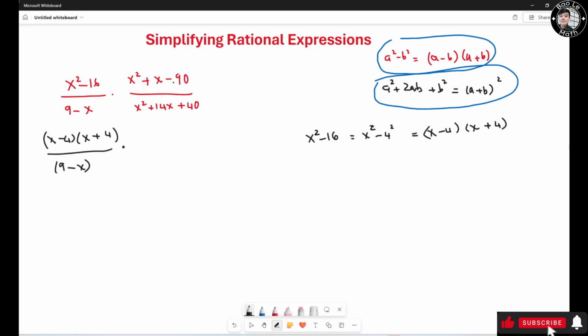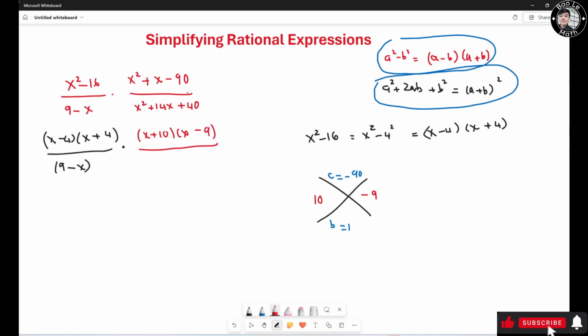Now the second one right here, I can use the AC method to factor the numerator and denominator, right? So for the numerator, I put c right here and I put b right here. C equals negative 90, right? And b equals 1, right? Now I need to find two integers that multiply to negative 90 and add up to 1, which means 10 and negative 9, right? So the numerator has s plus 10 times s minus 9, right?